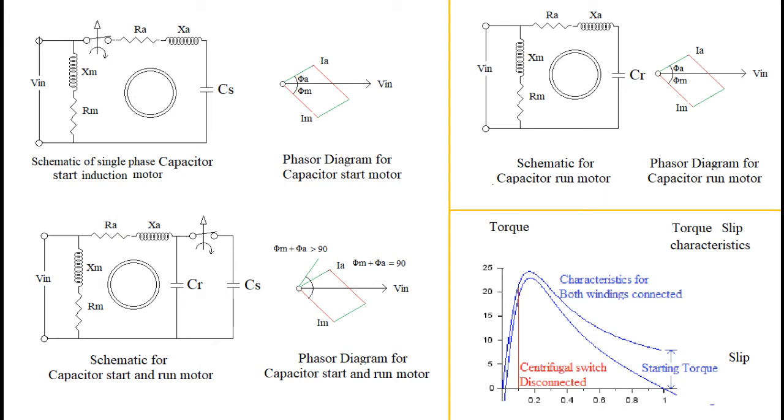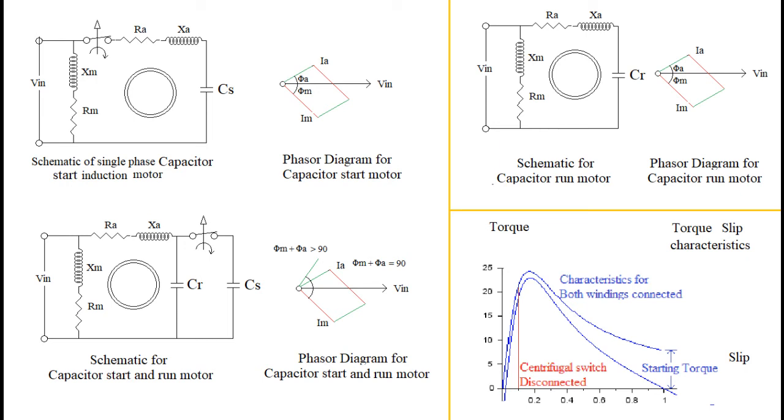The next variation of the single-phase induction motor is one in which, in addition to the starting capacitor, one more capacitor is kept connected in series with the auxiliary winding. In this combination, the auxiliary winding is not removed from the circuit but kept connected along with the running capacitor. Only the starting capacitor is removed from the circuit using an auxiliary switch. This combination of motor circuit is shown on the slide. This motor is known as the capacitor start and capacitor run motor.